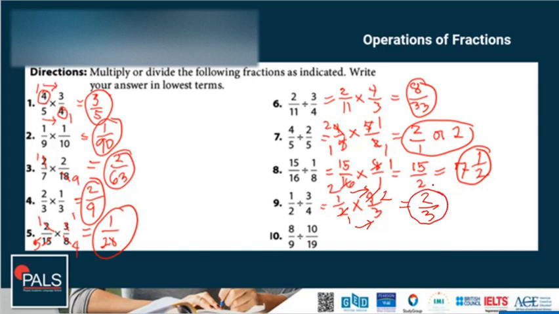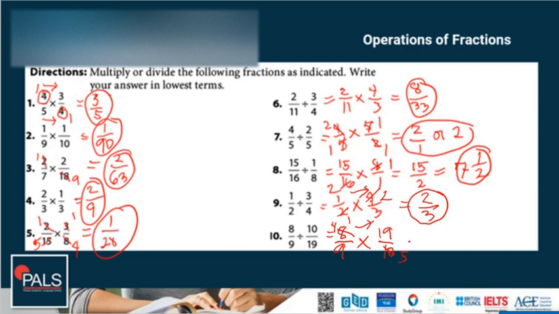Number 10. 8/9 divided by 10/19. Flip the second fraction. So we have 8/9 times 19/10. Then check the fractions if we can cross cancel. We can cross cancel 8 and 10 by dividing both of them by 2. So 8 divided by 2 is 4. 10 divided by 2 is 5.